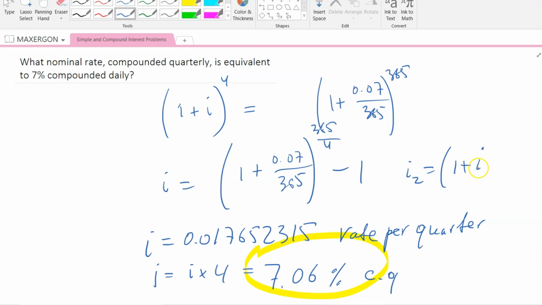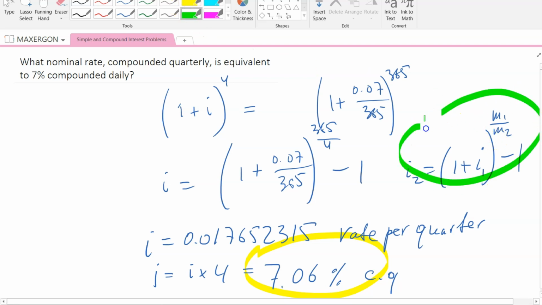So this I1 is the known periodic rate, and this I2 is the one we're looking for. M1 divided by M2 minus 1. I can just put 1 here. So I1 is going to be the known periodic rate. M1 is going to be the compounding frequency for the known periodic rate, and M2 is going to be the compounding frequency for the rate we're looking for. So if we use this formula, we can solve the problem right away, the same way.